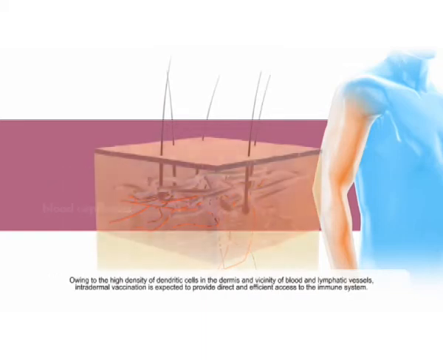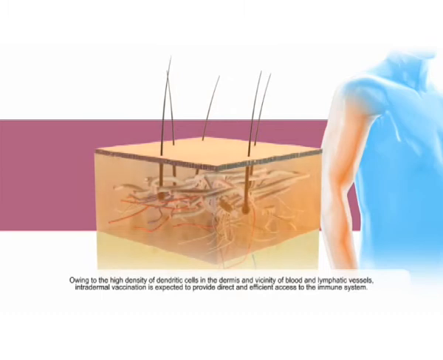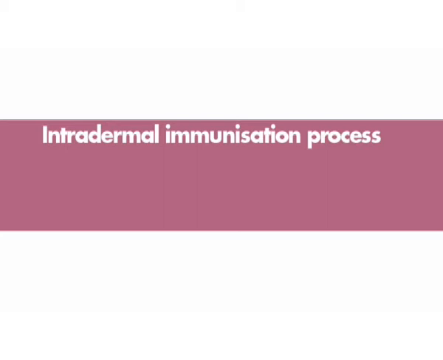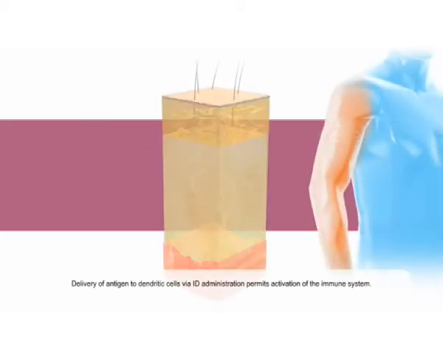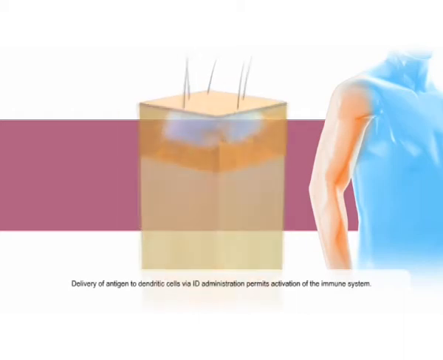Owing to the high density of dendritic cells in the dermis and vicinity of blood and lymphatic vessels, intradermal vaccination is expected to provide direct and efficient access to the immune system. Delivery of antigen to dendritic cells via intradermal administration permits activation of the immune system.